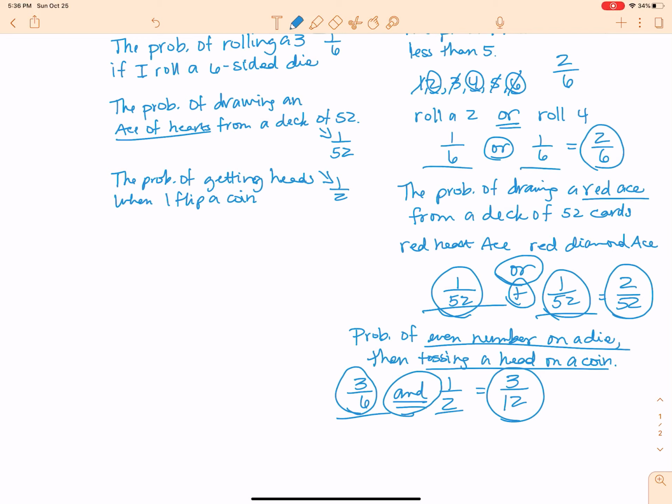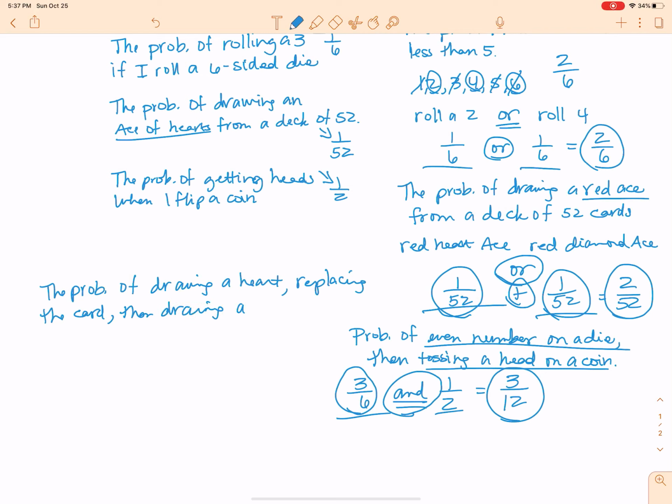All right, let's look at another one. Combination events tend to show up more. That's why I'm doing more examples of these. So let's say the probability, you're going to love this one. It's going to be your favorite. The probability of drawing a heart, replacing the card. So this is with replacement. Replacing the card, then drawing a spade.